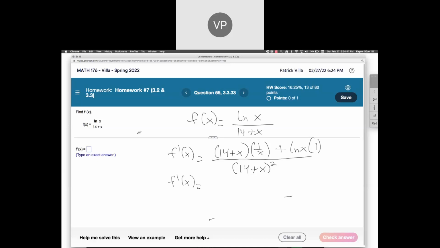Now, again, they didn't tell us to do any kind of simplifying. You could, I believe, if you enter that one, you're going to be good to go. So I'm going to be a little more difficult and say, let's just go ahead and distribute this. So 14 times 1 over x is 14 over x. X times 1 over x, remember, it doesn't cancel off and become a 0. That becomes x over x, which is a 1. Don't drop the 1.